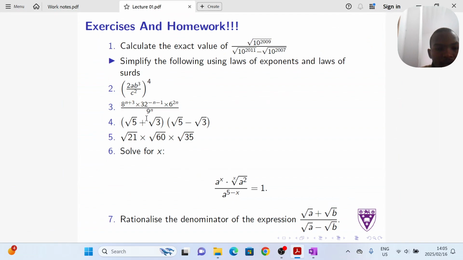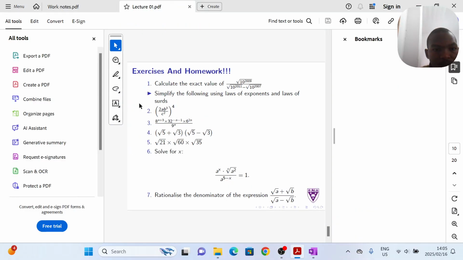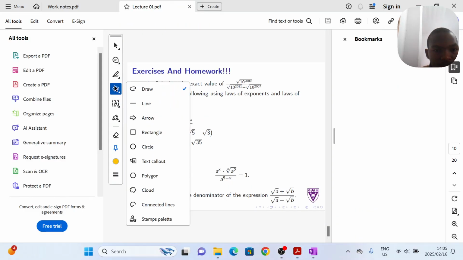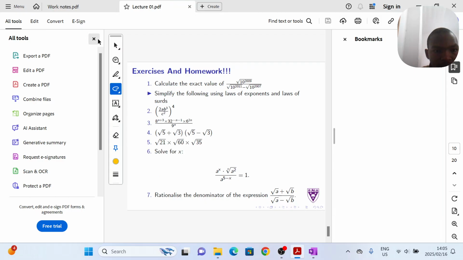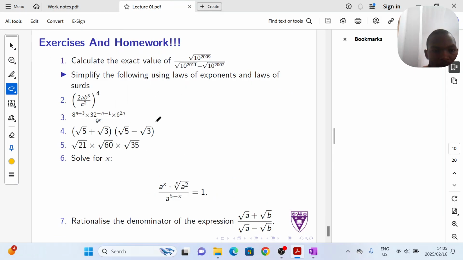Now, let's go to number 4. Number 4 is not that bad. It's not that bad at all. So here we also wanted to have a nice drawing. Let me do this. So for this one, let me take this out.